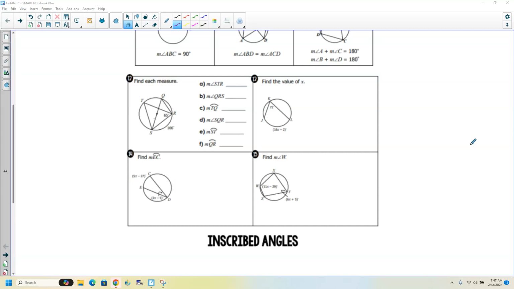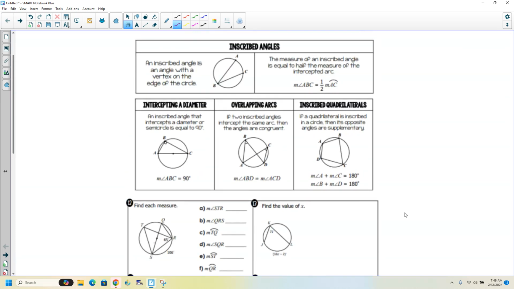Hello everyone, we are working on the Inscribed Angles tab in the flipbook. So open your flipbook up to Inscribed Angles and let's see what we need to know. Inscribed angles are another type of angle that we haven't seen very much yet as far as measurements.